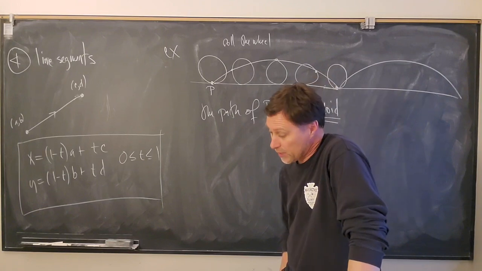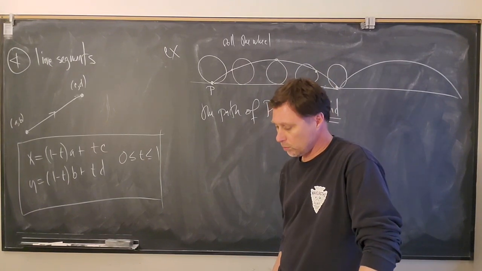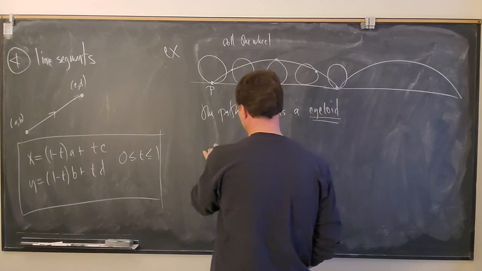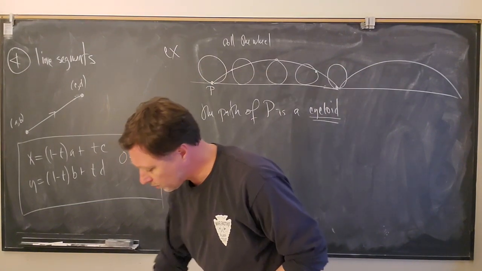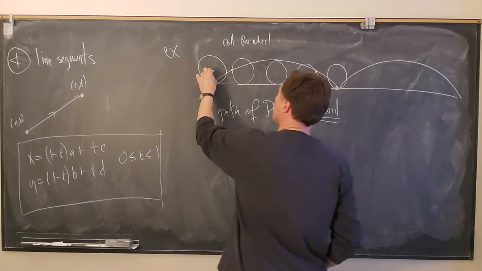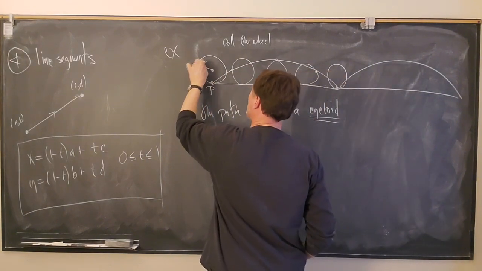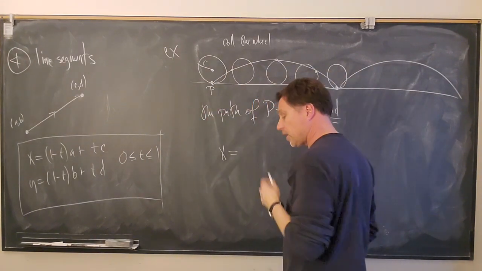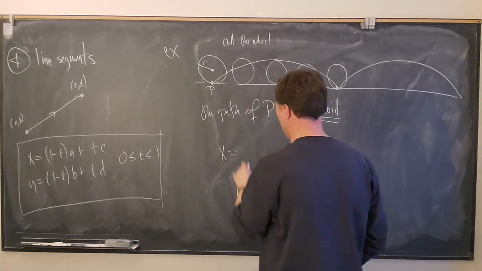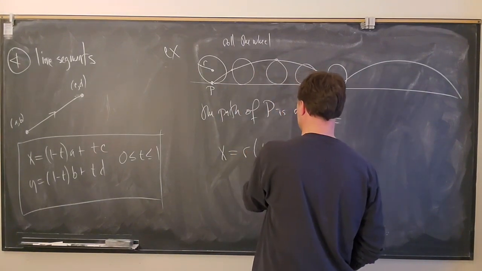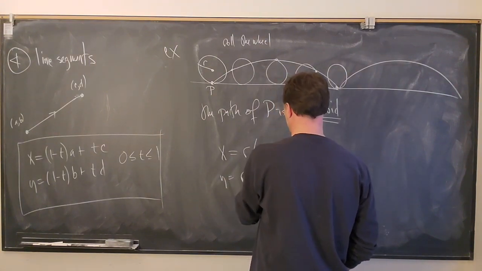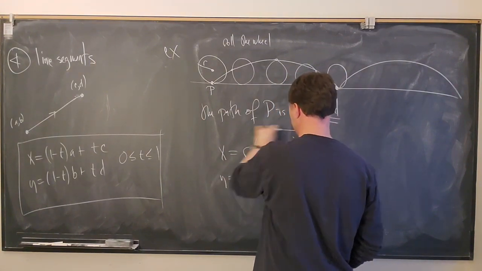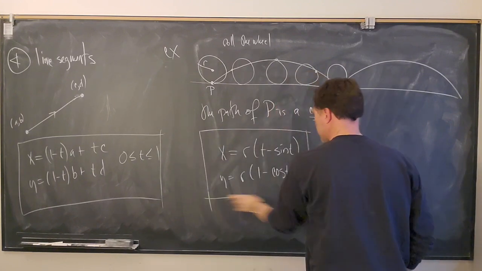So here's the parameterization. I'm just going to write it down, and we'll come back and see this a bunch of times. Notice I always kind of forget it, so I'm not going to expect you to memorize it. I always look it up myself. So if the circle has a radius r, then here's the parameterization. x equals r times (t minus sine t), and y equals r times (1 minus cosine t). So that is the parameterization of the cycloid.